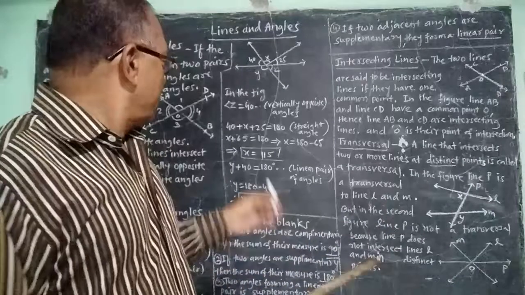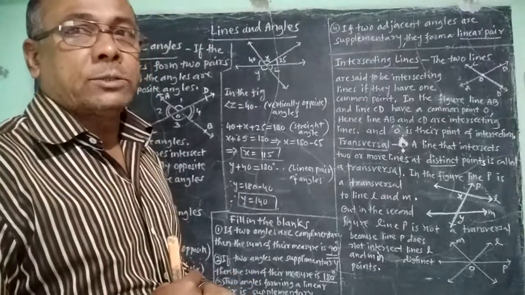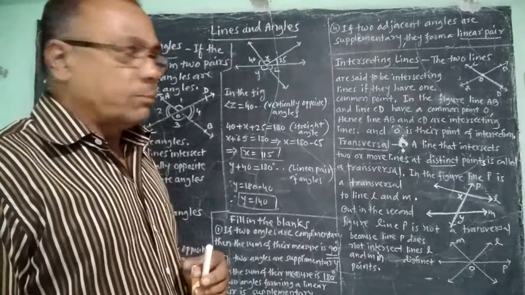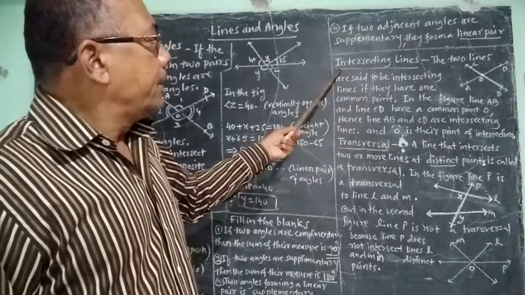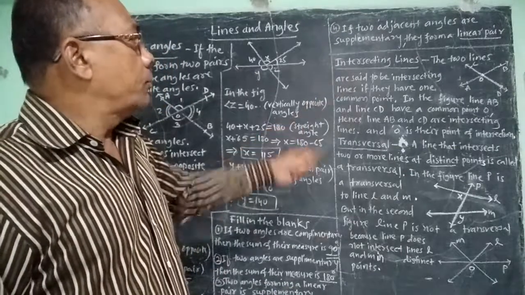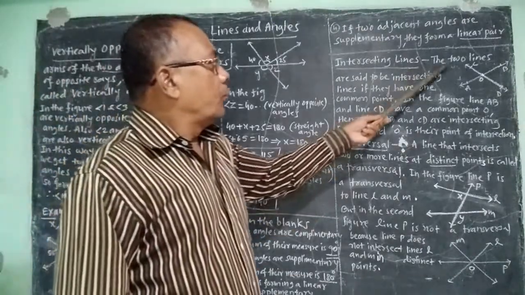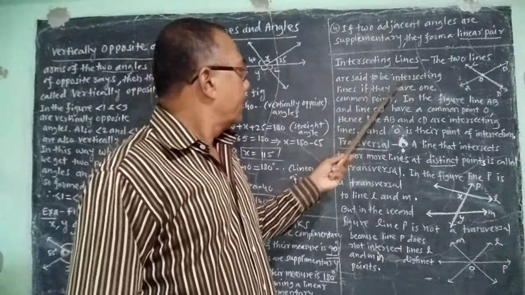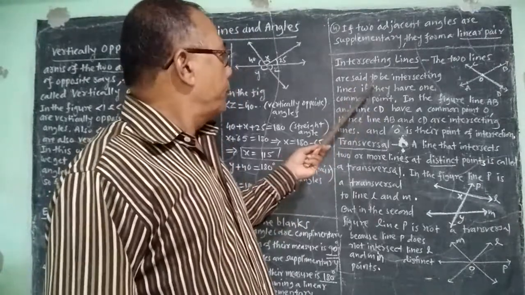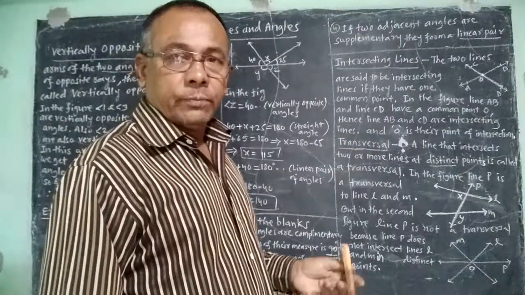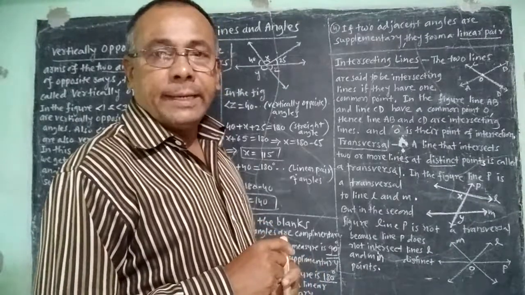Here, related to vertically opposite angles, linear pair of angles, supplementary angles and complementary angles, we have seen some questions, and now we are going to our new point, intersecting lines. So what is an intersecting line? Two lines are said to be intersecting lines if they have one common point, or they meet at one point.